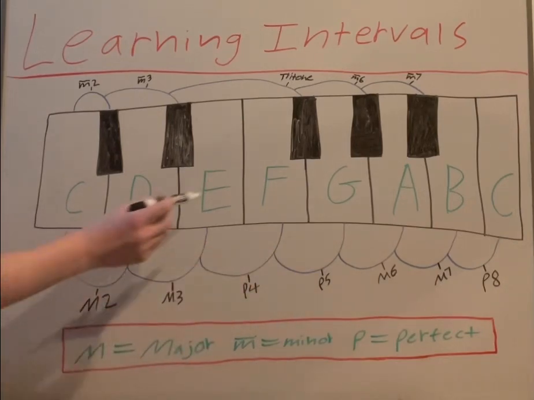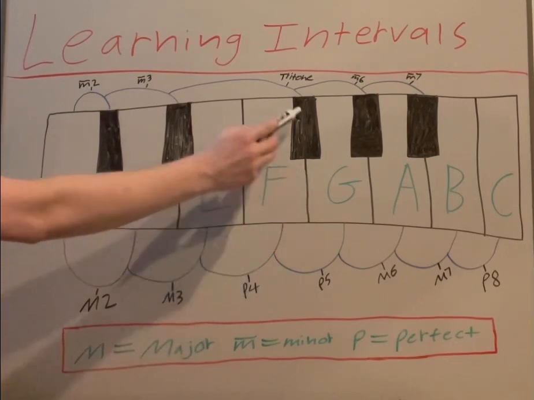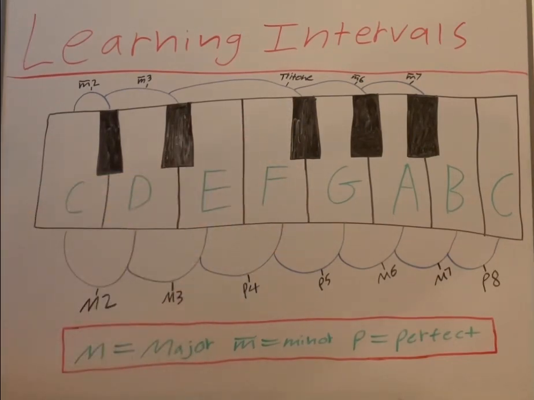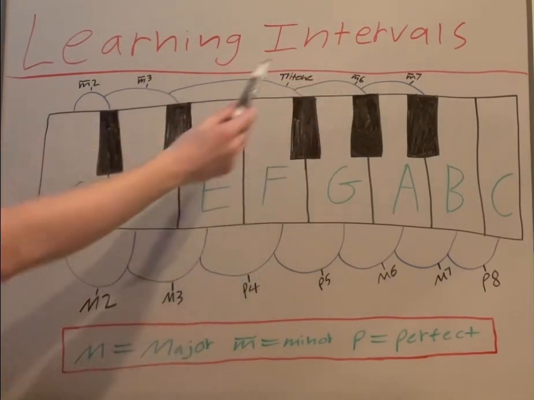In between F and G, we have G flat or F sharp. And going from C to G flat, we call a tritone. We call this a tritone because it's in the exact center of an octave. From C to G flat is the exact distance as G flat to C.